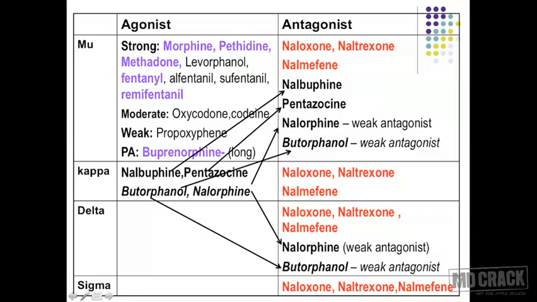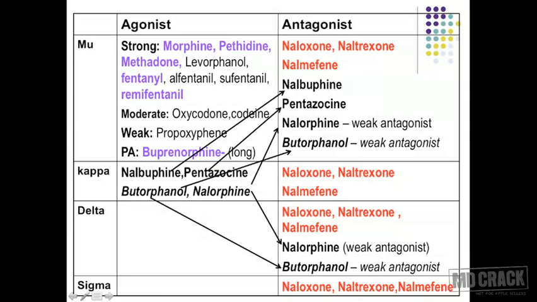So these four arrows, that was the purpose of drawing these four arrows, trying to show you that there are some drugs which are appearing on both sides, that's agonist and antagonist. And I hope my point is quite clear. We now go to the right side and have a look at the antagonist. Follow the slide. On the right side, in the mu antagonist, I have written three drugs.